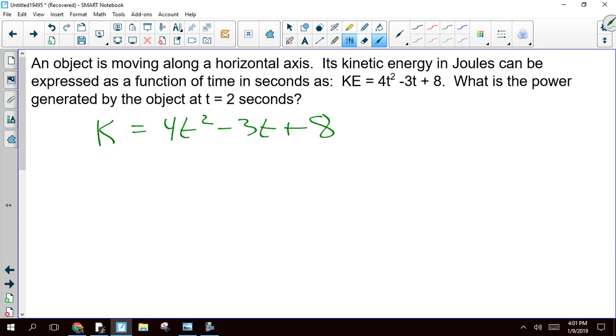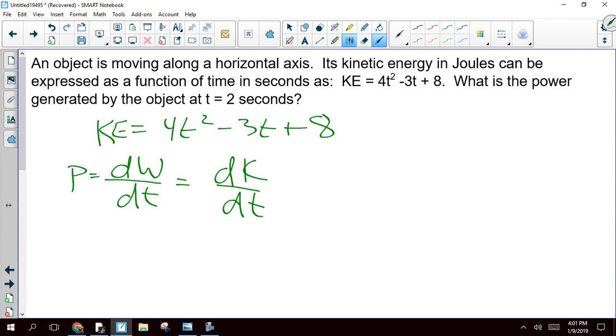Well, power is the rate at which energy is transferred, right? So power is the rate at which energy is transferred, and we decided that was dK/dt, right? So all I have to do is take the derivative of this. So this is the derivative with respect to time of my kinetic energy.